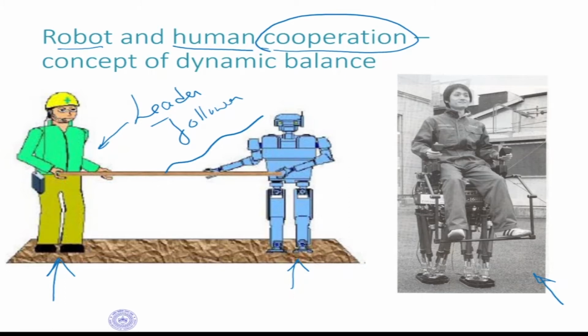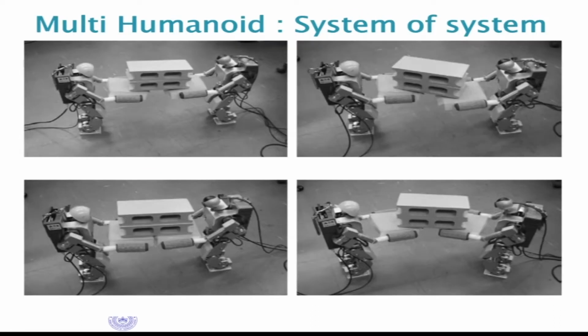Okay, so this is a robot who is cooperating with the human in carrying the human from one location to another location by following a particular path. So this is a case of robot-human cooperation. There can be cases of robot-robot cooperation also. For example, here we have a concept of robot and robot cooperation.